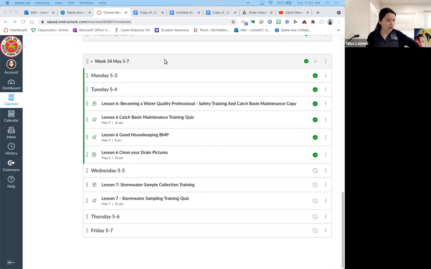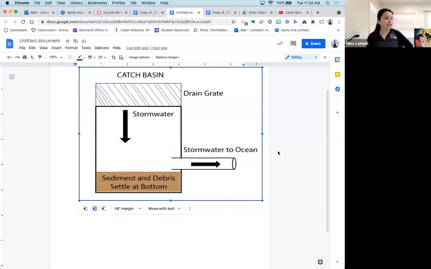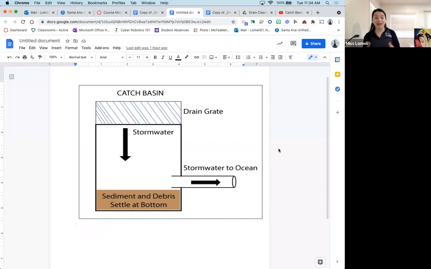Before we get started, I want to go over this one. This is called a catch basin, because we're going to talk a lot about it today. I went over this a couple of lessons ago, but I just want to make sure you understand this. Maybe hearing it one more time, or me modifying the way I explain it, will help you. So every storm drain at the bottom has a catch basin. It catches the water and trash, hence the word catch basin.